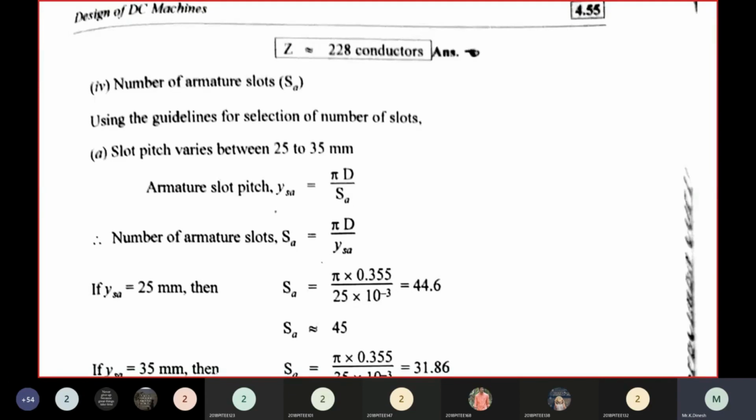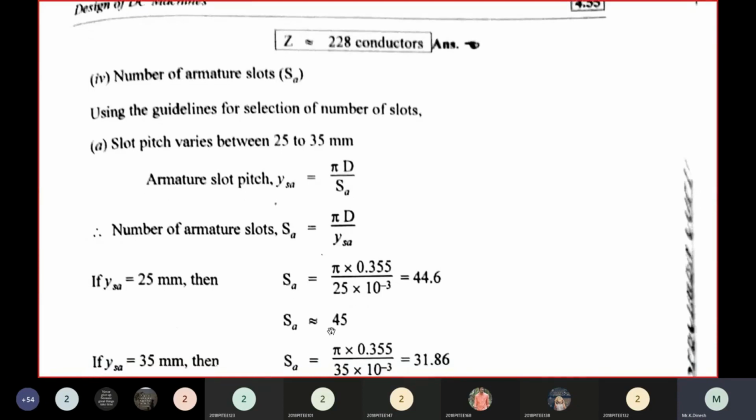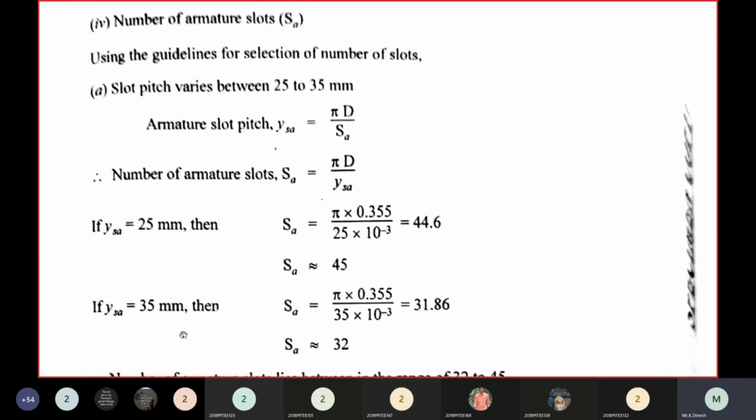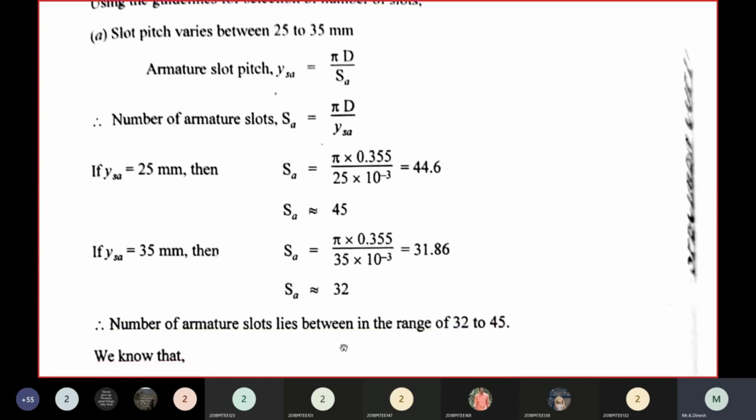So I am getting 44.6, so approximate to 45 slots. Next, I am applying the higher limit, that is YSA equal to 35. I am getting 31.86, and I am rounding off to 32. So the number of armature slots is within the range of 32 to 45.